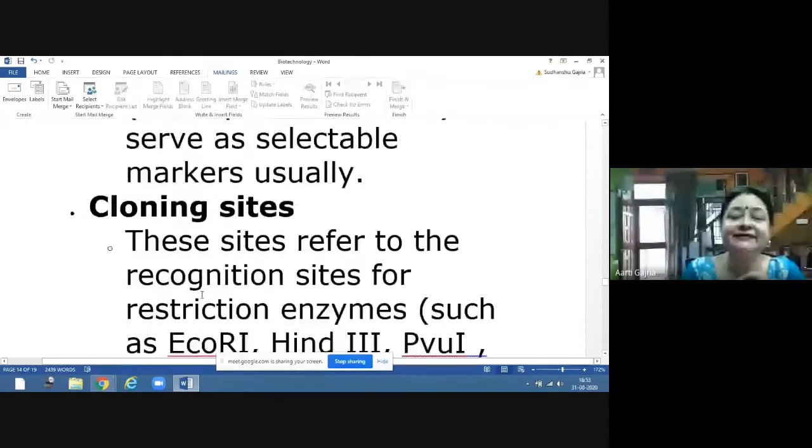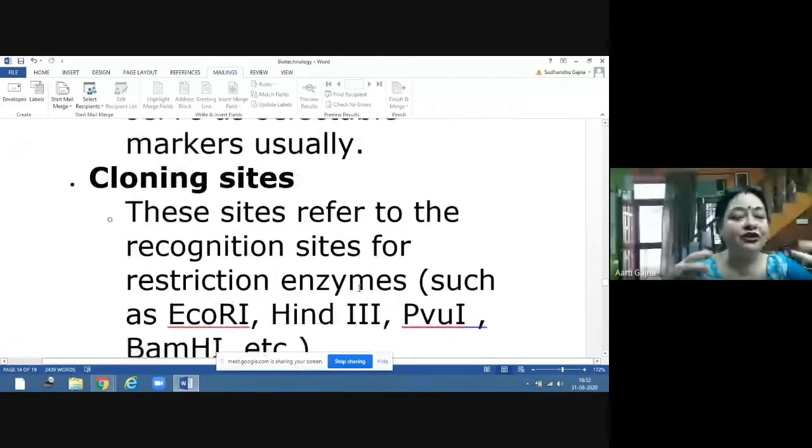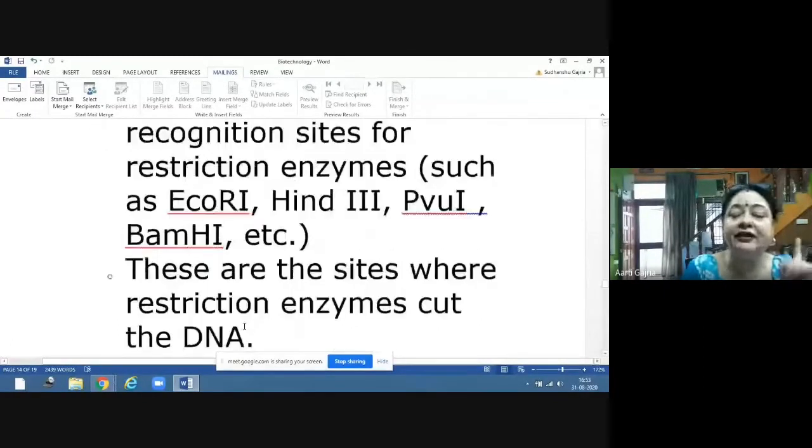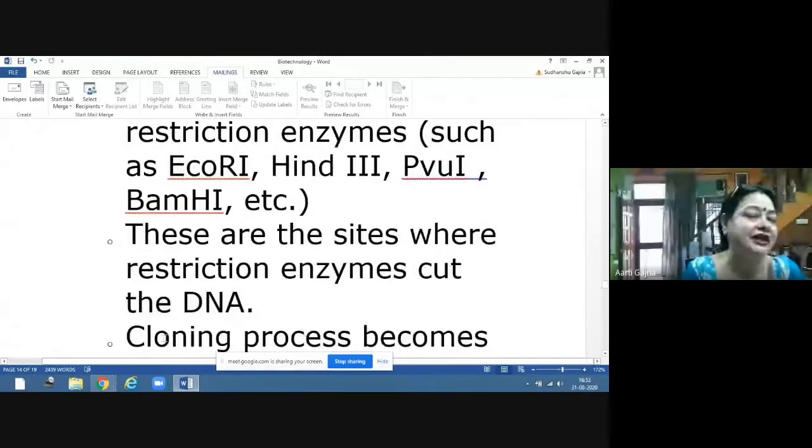Cloning sites. Now, from where we have to clone, these are the different sites. These sites refer to the recognition sites for restriction enzymes. Different restriction enzymes are there and different cloning sites are there, and these are EcoRI, HindIII, PvuI, BamHI, these we have seen. There are 8 such sites on pBR322. These are the sites where restriction enzymes cut the DNA.